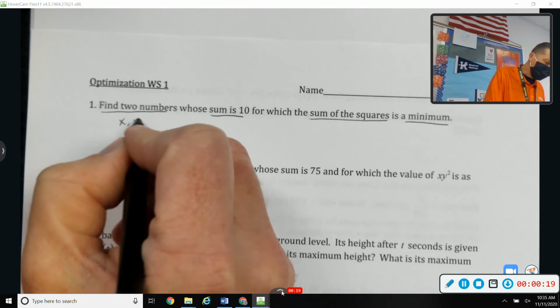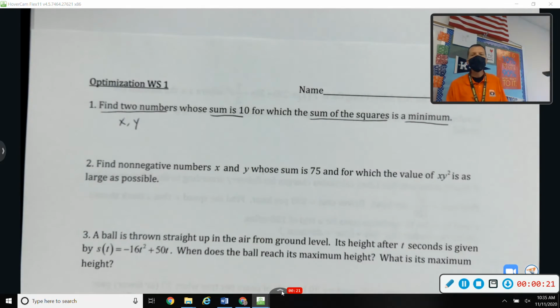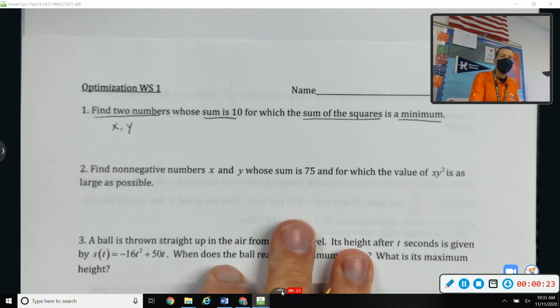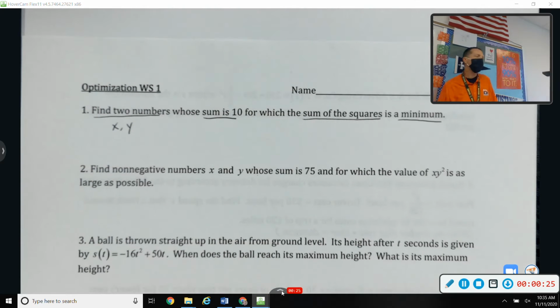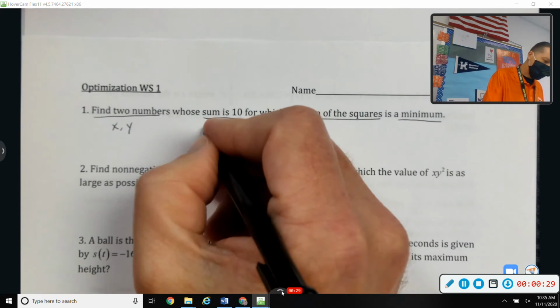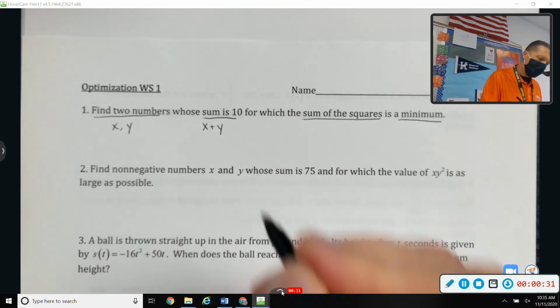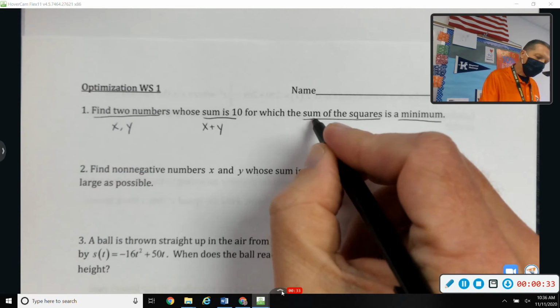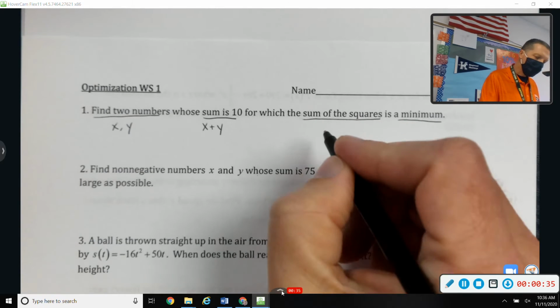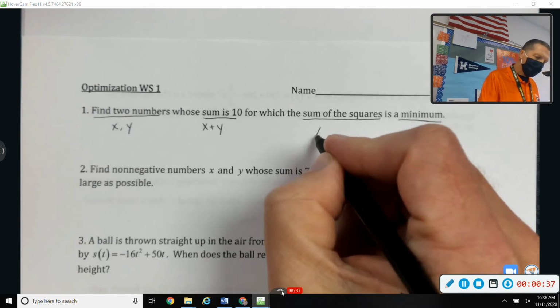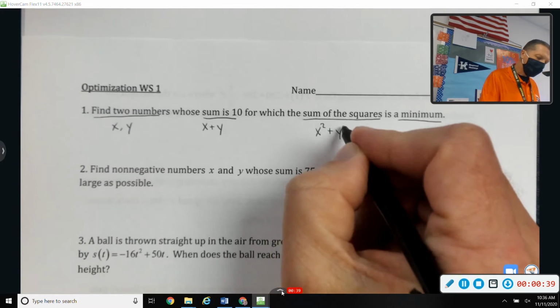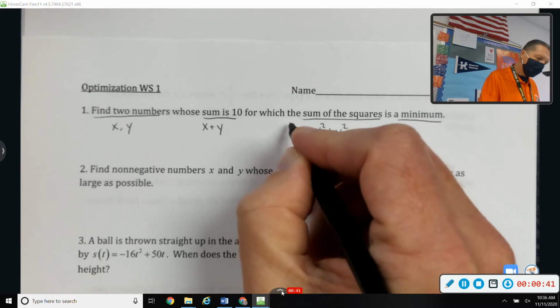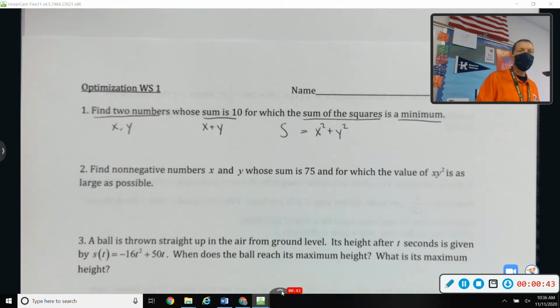So we can call those x and y, whose sum is 10. So what's that mean? X plus y equals 10. And for which the sum of the squares is a minimum. So x squared plus y squared is, we need just a name for that so we can take a derivative. Let's just call it s. The sum is x squared plus y squared.